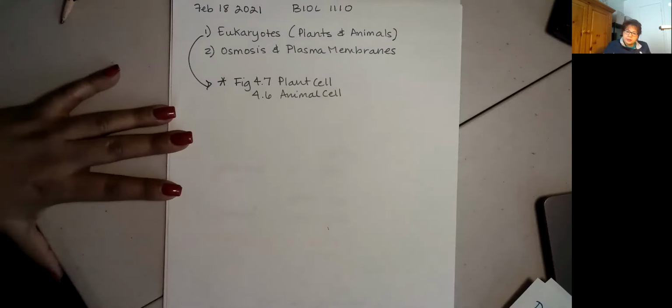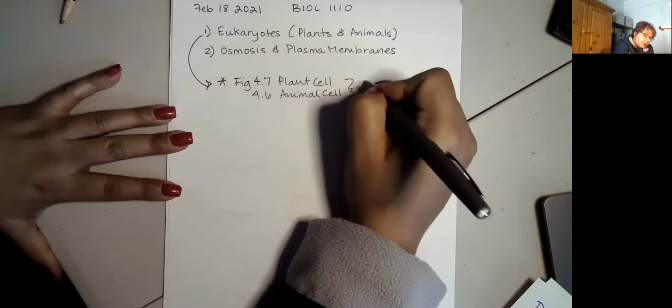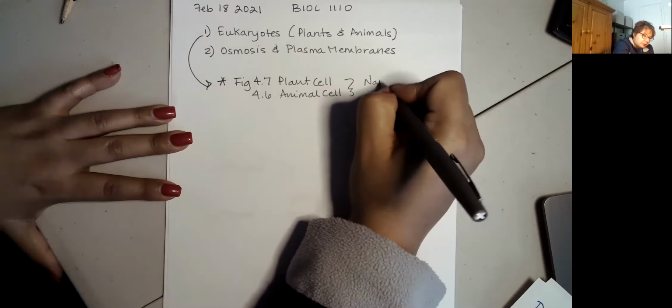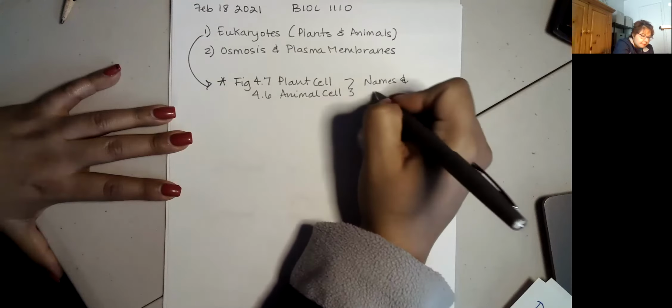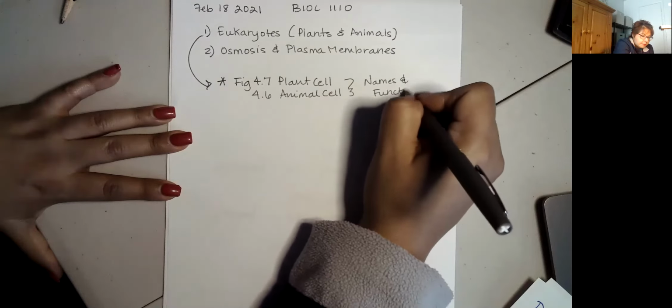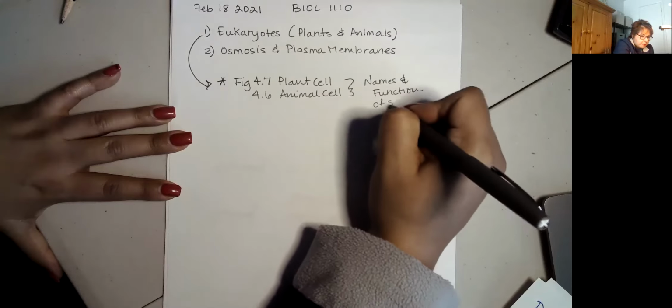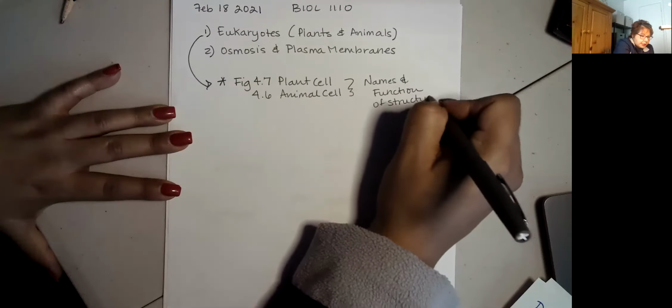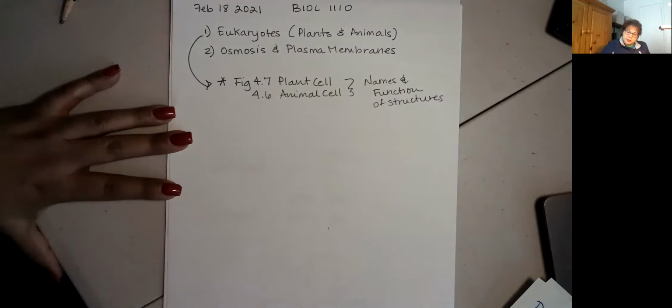These two diagrams in your book, figure 4.6 and 4.7, make sure you know the names of these structures that we're going to label. So I'm not going to write out what their function is, but you can look it up on the diagram.